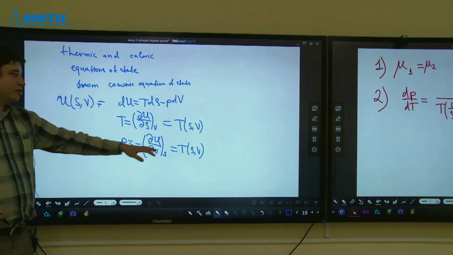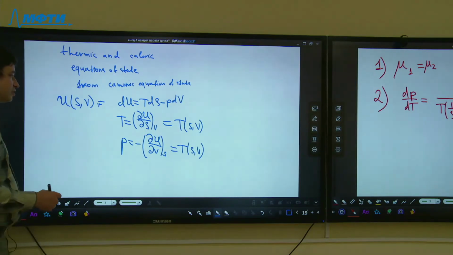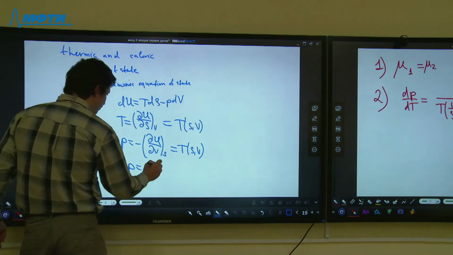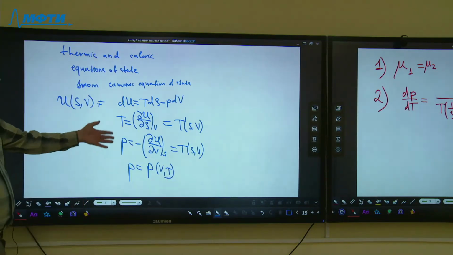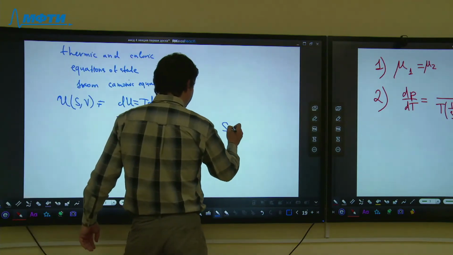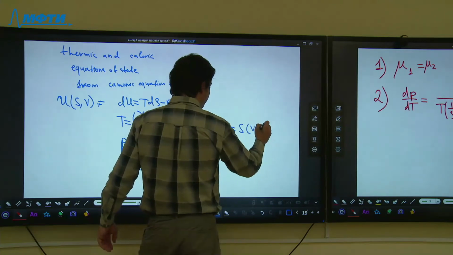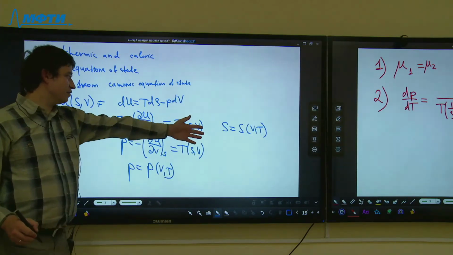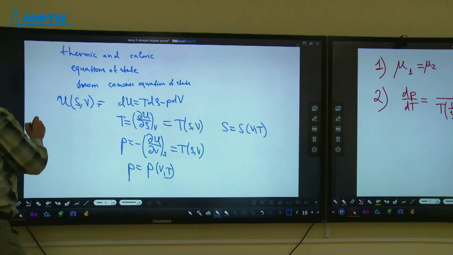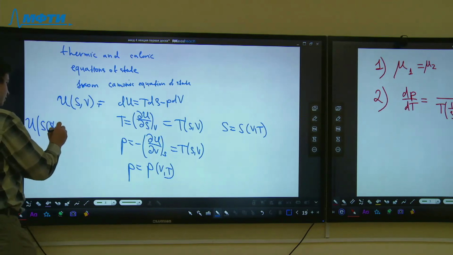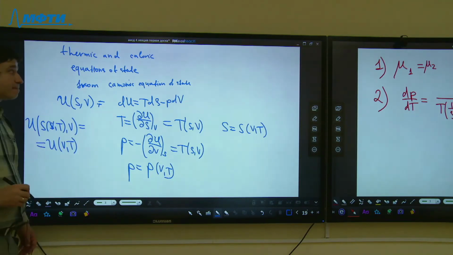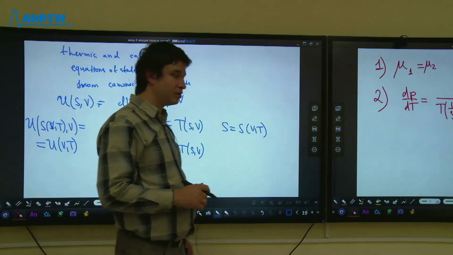And from this set of equations, you can eliminate entropy. And then you would be able to get, for example, pressure as a function of volume and temperature. So that allows you to find out the thermic equation of state. And then, as one of the results here, you are able to find entropy as a function of volume and temperature. So once you have this and this, then you would be able to find also the internal energy as a function of volume and temperature. So you just substitute this entropy into here and get your desired caloric equation of state. So that's just about the homework.